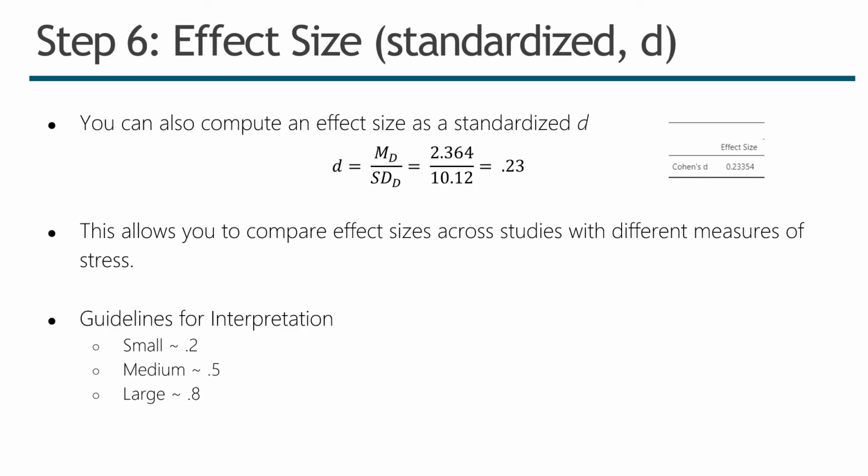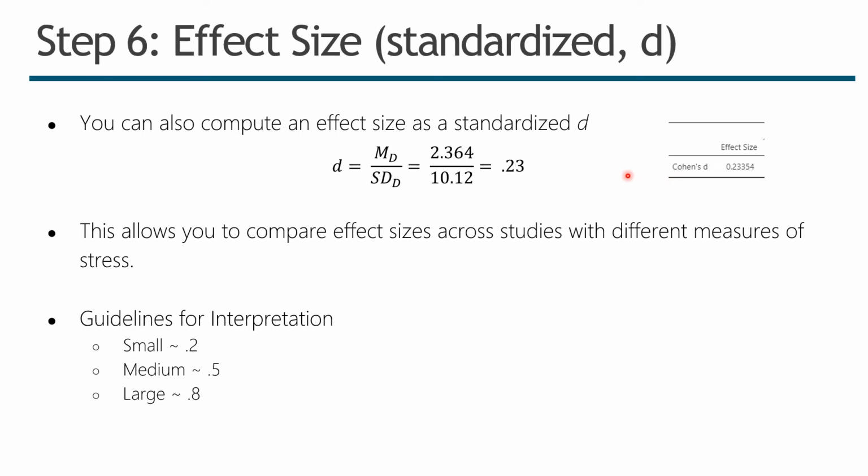All right, now you can also compute an effect size as a standardized effect size, D. The D we're using here is the mean of the difference scores divided by the standard deviation of the difference scores, which gives you a D of 0.23, which you can get from the output of many statistical programs. And here we have Cohen's D from Jamovi, which is what I used to generate it, at 0.23.